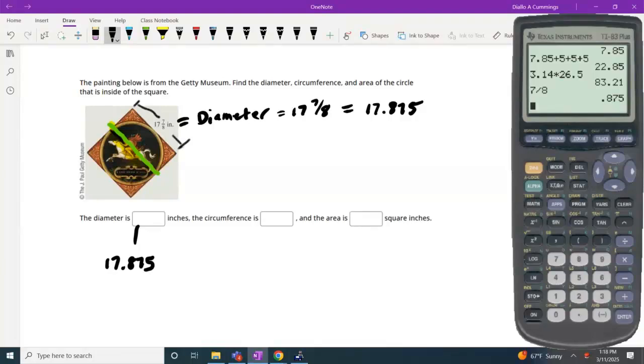We're also asked to find the circumference. So remember, for the circumference, we had two formulas. The circumference is equal to 2 times pi times r. Or if you're given the diameter, the circumference can equal pi times d. So since we have the diameter, we're going to use the pi times d formula. So we're going to substitute pi for 3.14. We're going to substitute the diameter for 17.875.